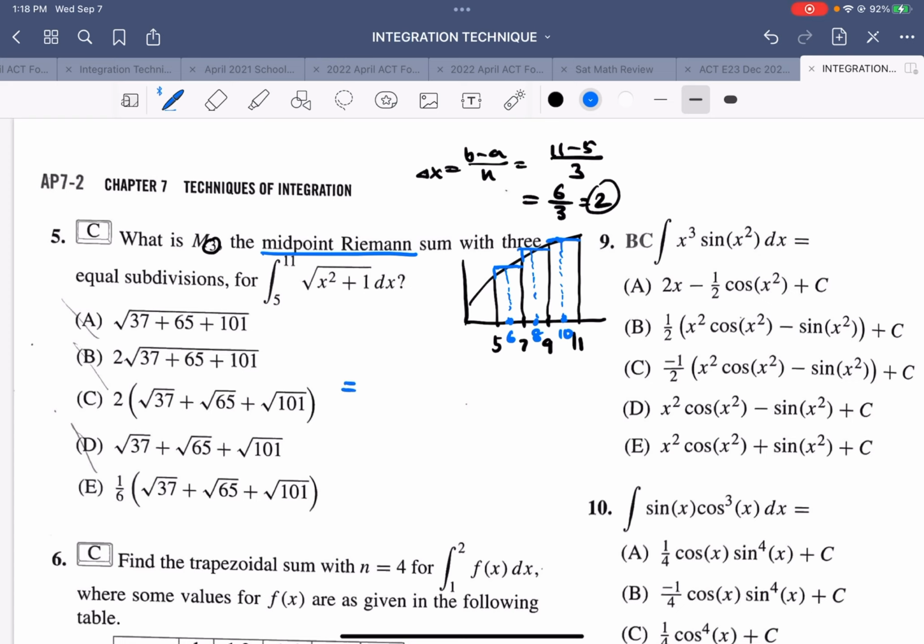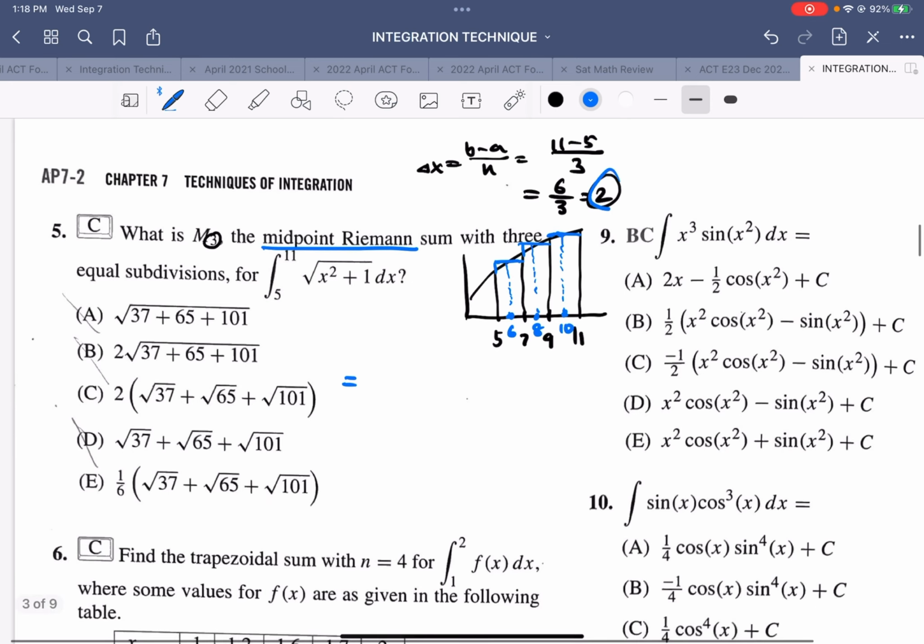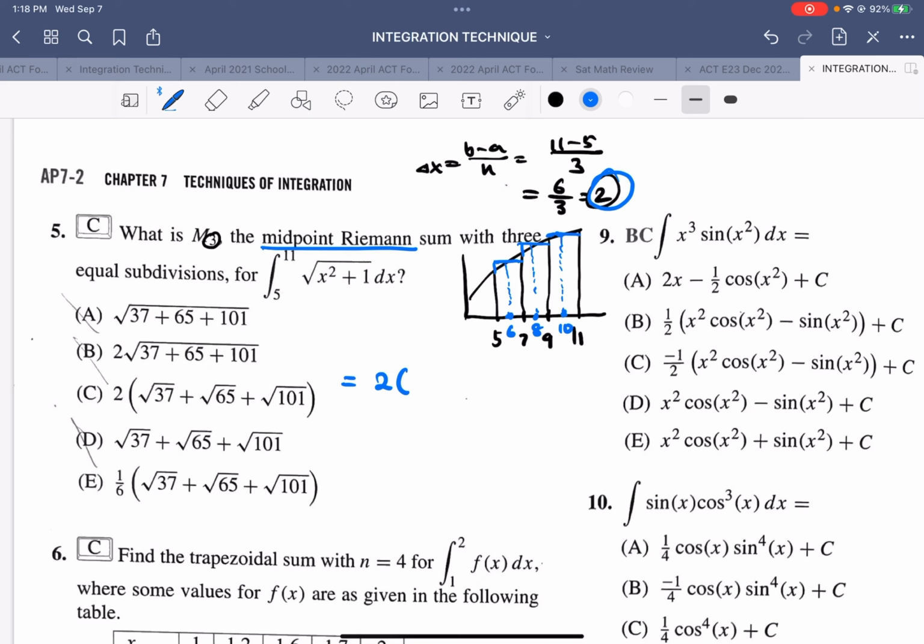So that was a rectangle. Each rectangle width is 2. Okay, delta x is 2. So 2 times, you can say f of 6 using the midpoint, f of 8 plus f of 10. Okay, so 2 times.